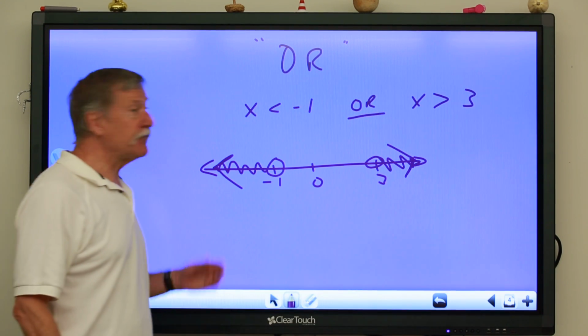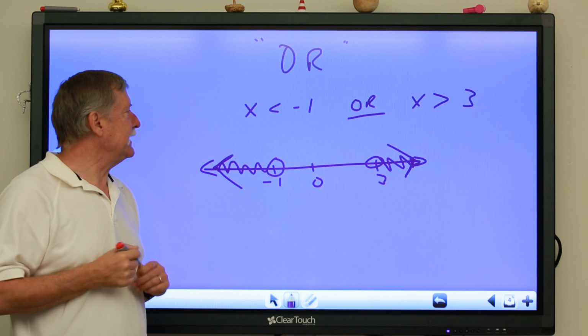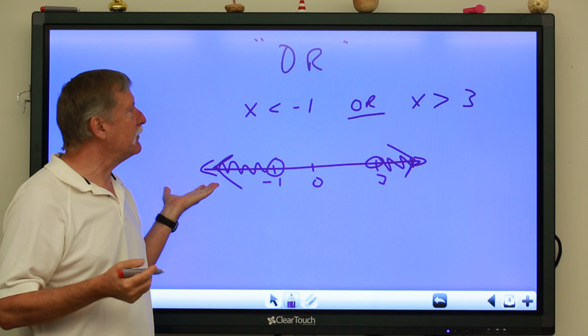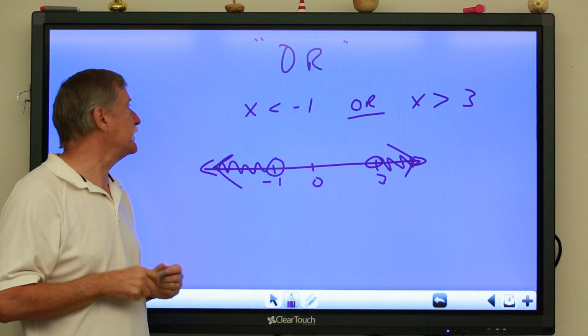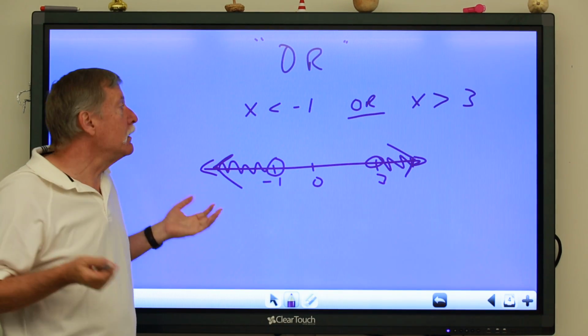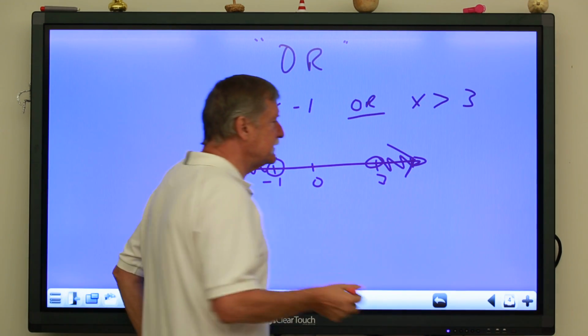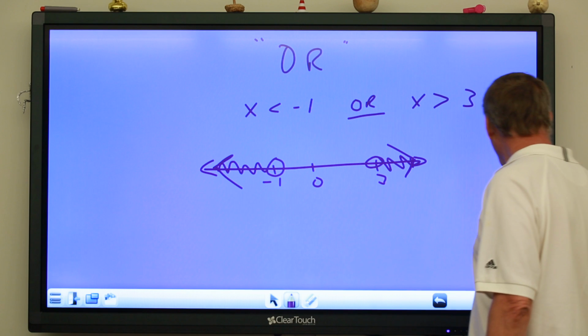And our graph looks very different than the "and" graph. Here we go in two separate directions. That says something like -10 works because it's less than -1, or 10 works because it's more than 3. This is the difference between "and" and "or".